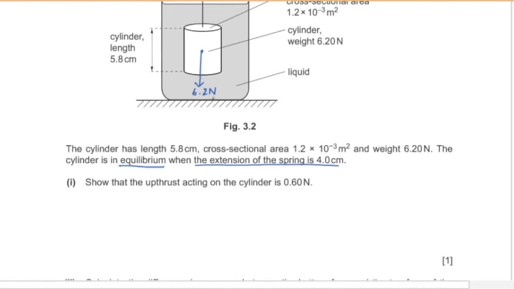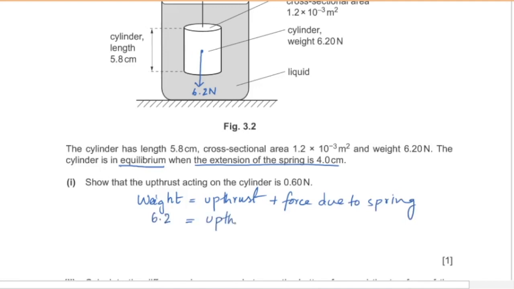Its weight that acts downwards must be equal to all the forces that act upwards. One of those forces is the force due to the spring, which acts upwards, and the other one is the upthrust. So we can write that weight, which acts downwards, is equal to upthrust plus force due to spring. Weight is going to stay constant, and that's 6.2 newtons, which is equal to the upthrust, which is unknown and what we have to determine, plus force due to spring when the extension is 4 centimeters, because that's when the cylinder is in the state of equilibrium.